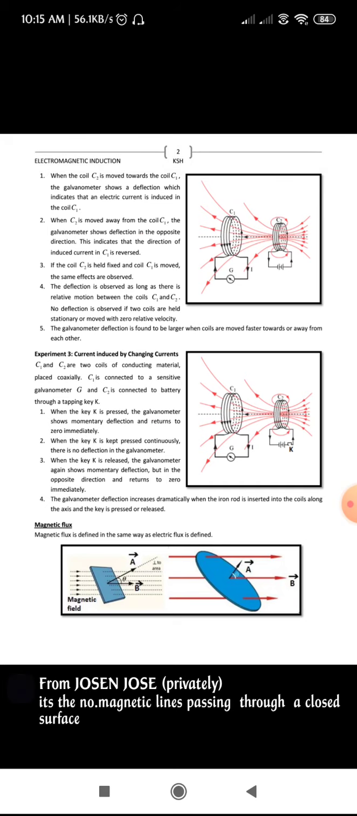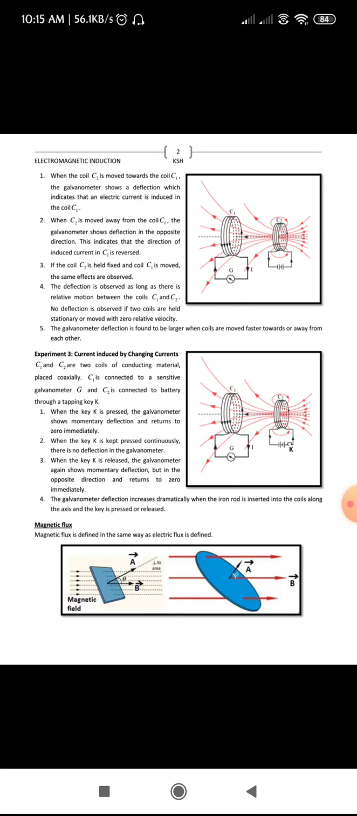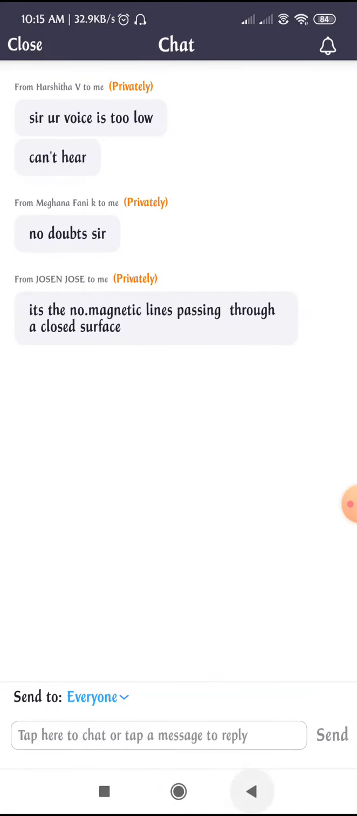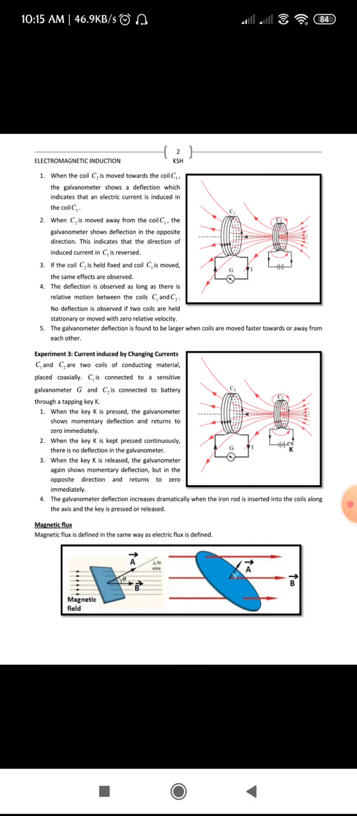It's the number of magnetic lines passing through a closed surface. Exactly, it is the number of magnetic field lines passing through a given surface. The more magnetic field lines passing through a given surface, the more the magnetic flux. So magnetic flux is nothing but the number of magnetic field lines passing through a given surface.